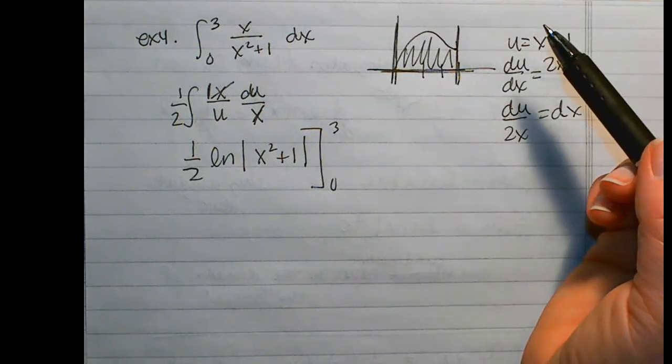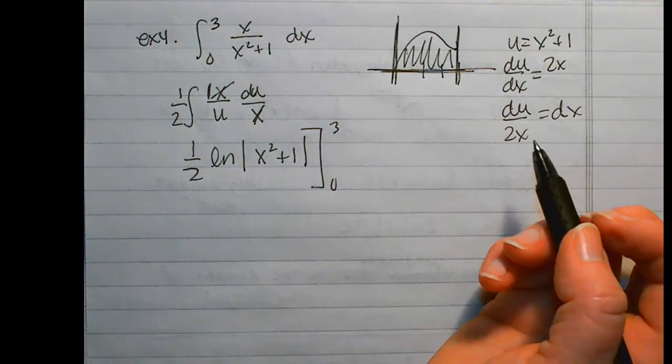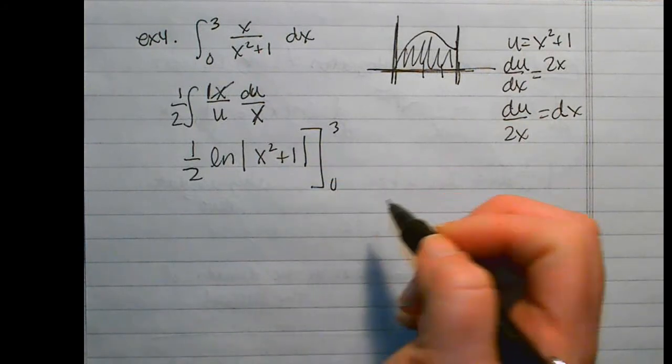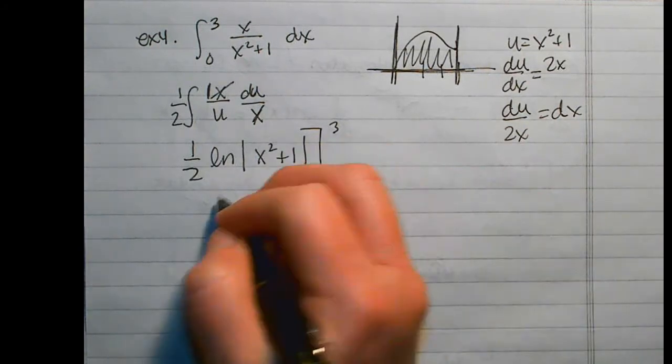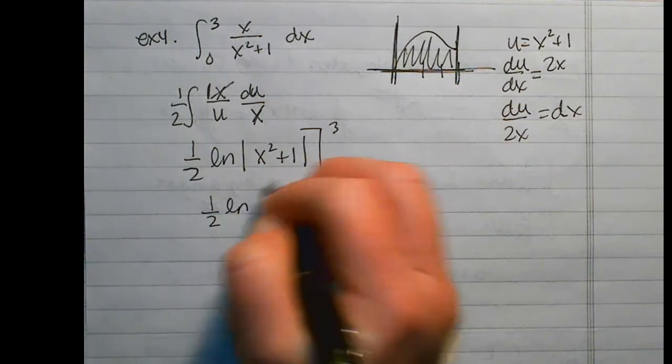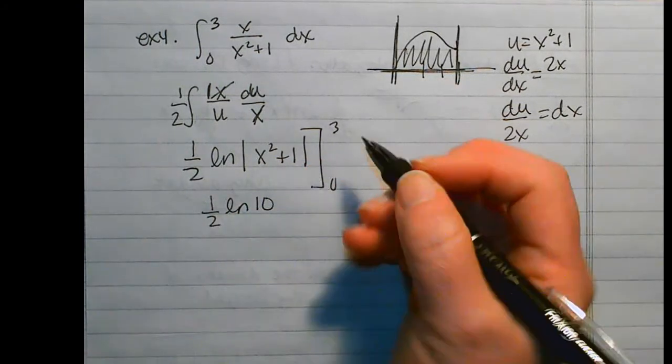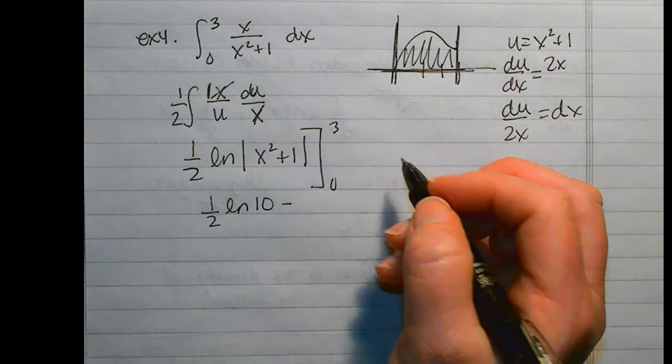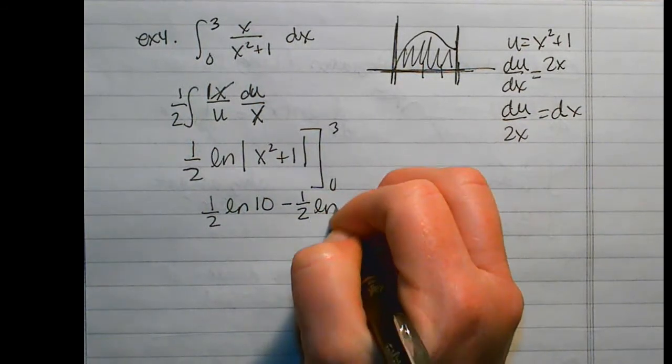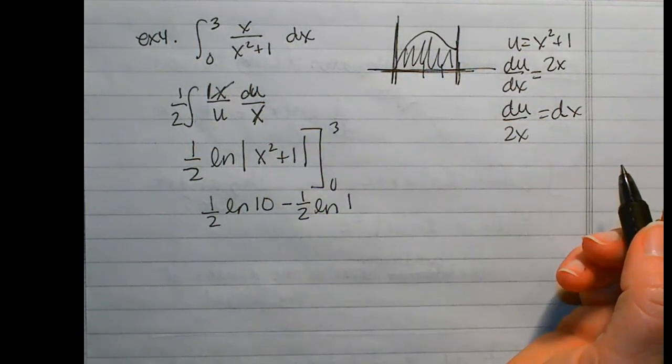So now which one do I plug in first? The 3 or the 0? The 3. So 1/2 natural log of 10 minus 1/2 the natural log of 1. Can we simplify any further?